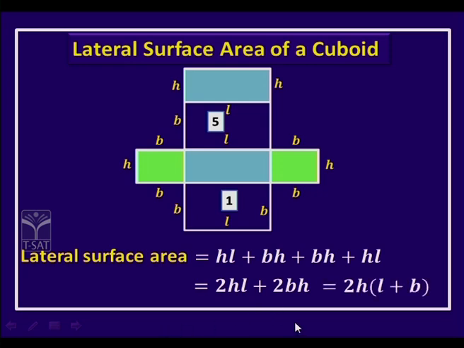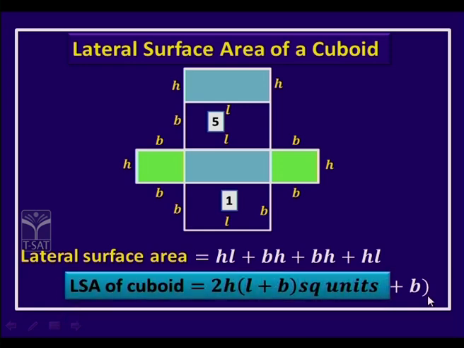Yes, we see 2H is common. So, on taking 2H common, you get (L plus B). That means, I can say that the lateral surface area, in short again we write it as LSA. Okay? So, the LSA of cuboid is given by 2H into (L plus B) square units. Got it, children? So, children, let us learn about the relation between the total surface area and the lateral surface area of cuboid. Let us see.